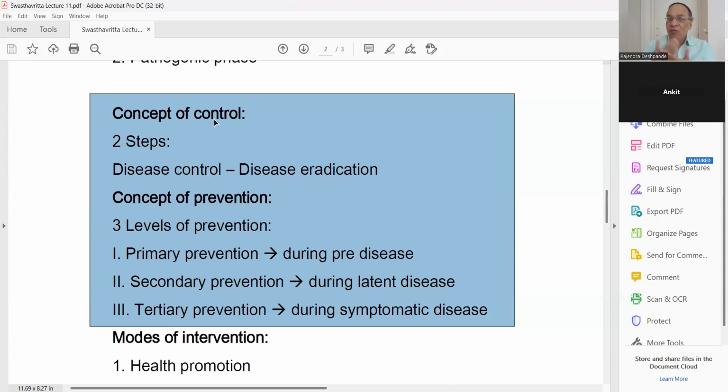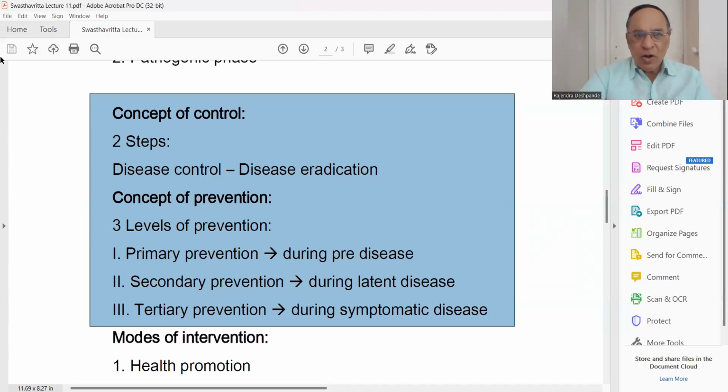So what will we do? That is called a method of two steps. First is disease control, that is, disease eradication. So there is a concept of prevention, pratibandha. Prevention is always better than cure because there is a saving of energy, of money, and prevention of complications. The disease can be very well prevented.